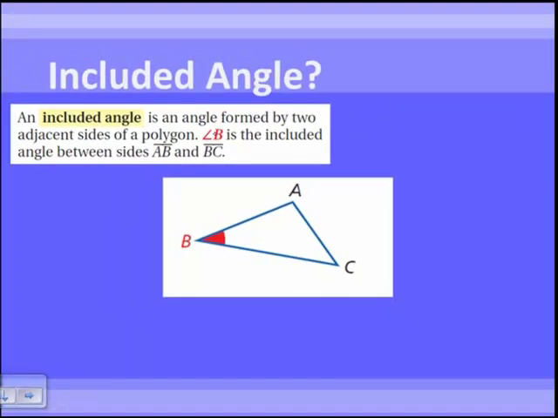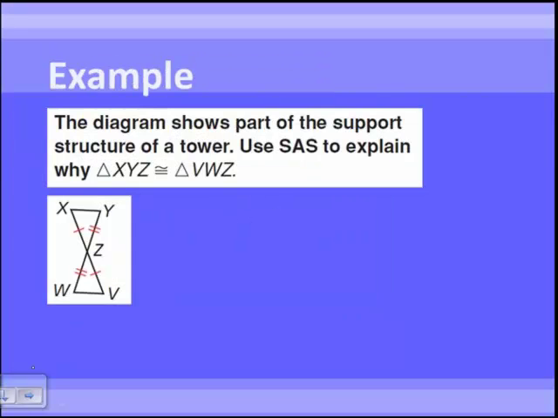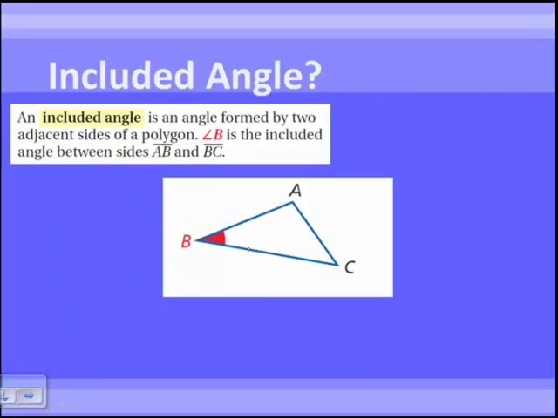So just so you know, an included angle is the angle formed by the two adjacent sides of a polygon. So angle B is included between sides AB here and BC here. So you want to pay attention to what the included angle is.